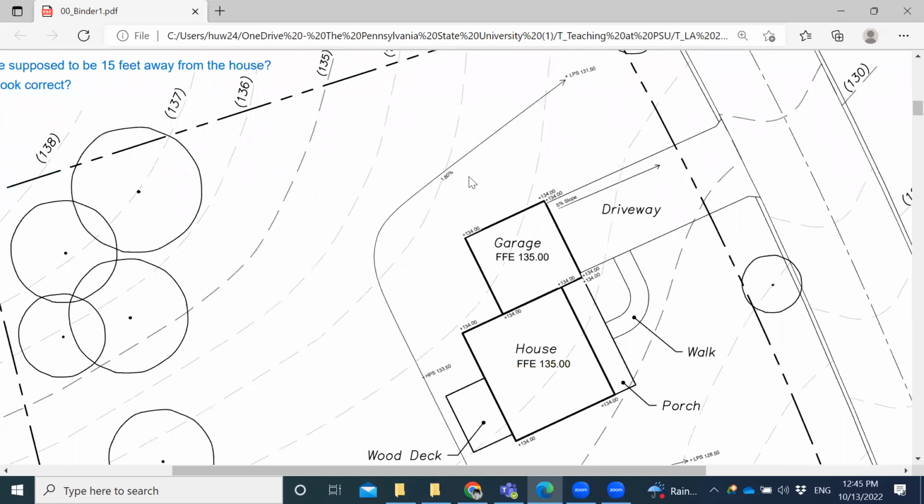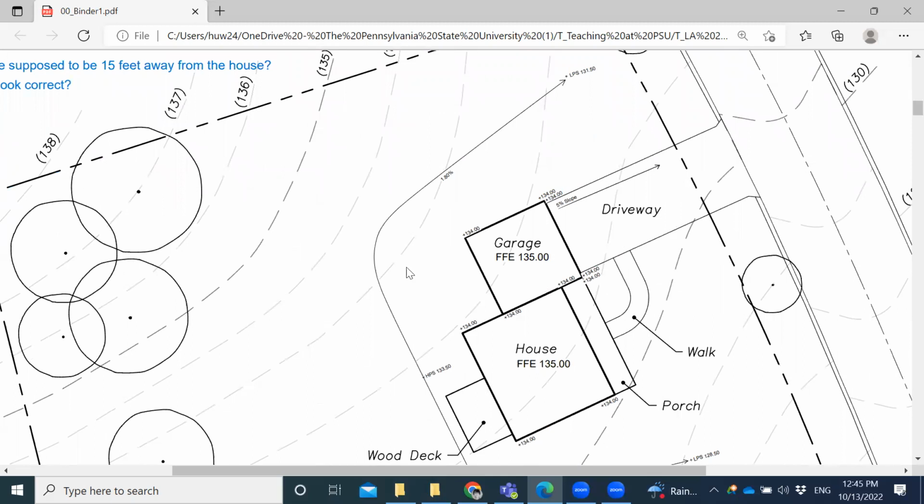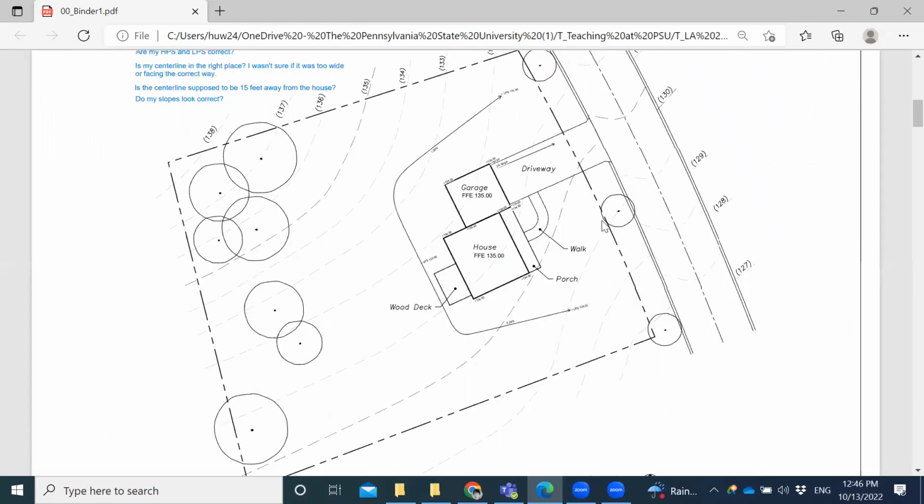With the adjustment that I just suggested, garage FFE being 134.50, moving your HPS over here so that it's around 134, I do not expect you to continue to have this problem of a too gentle center line, okay? So the first thing for you to do is to recalculate the driveway, and then test out HPS elevations. Now revise the location of your center line, and then we can talk about next steps. Does that make sense?